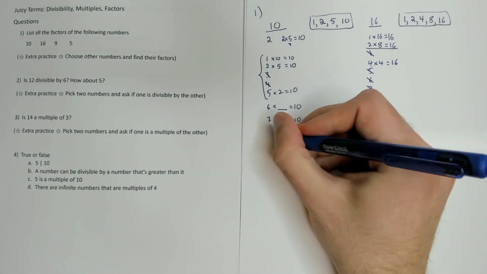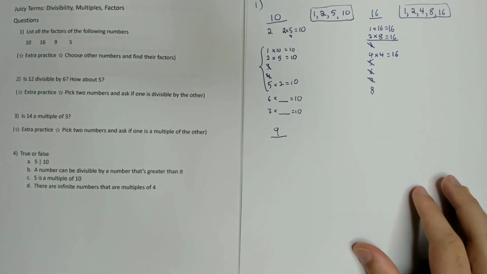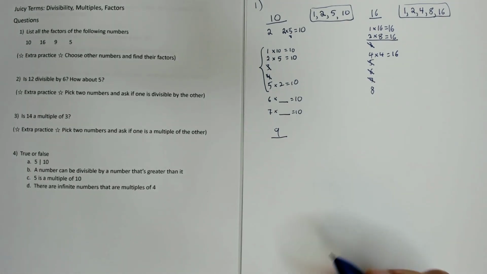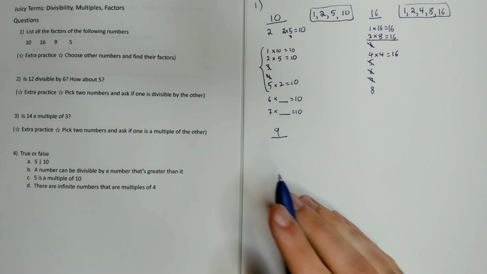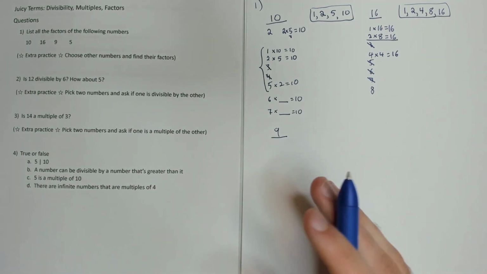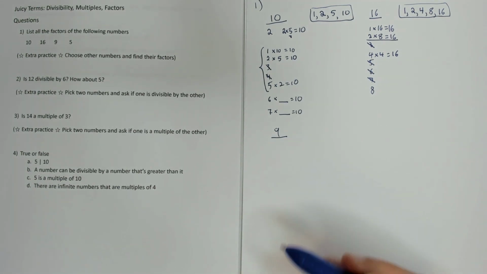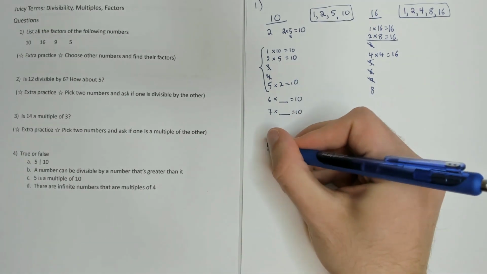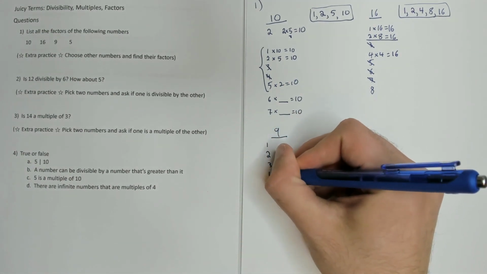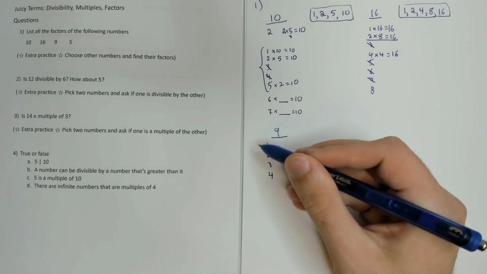All right. Next up, we have 9. All right, so what's half of 9? Well, half of 9 is 4.5. But 4.5 has a decimal in it, so we're not going to go strictly to 4.5, but we'll go to the next smallest number of 4. All right, so we just have to check numbers 1 through 4.